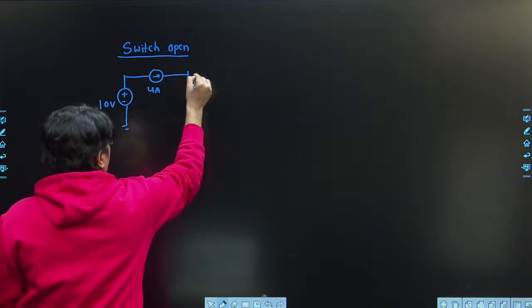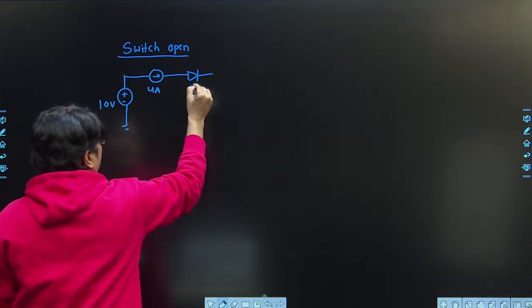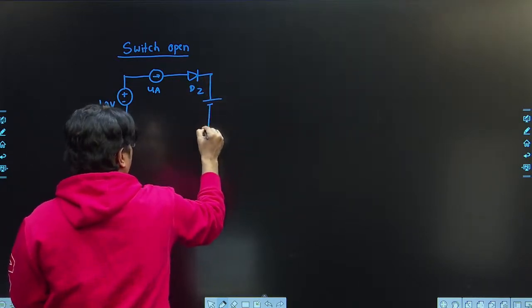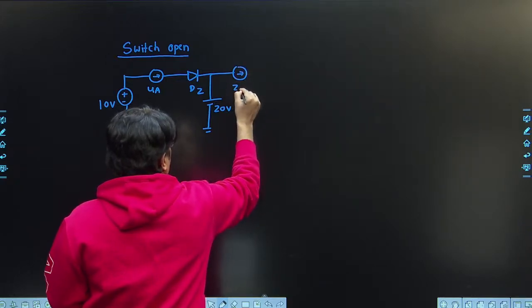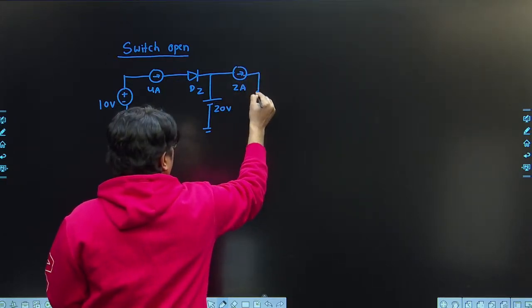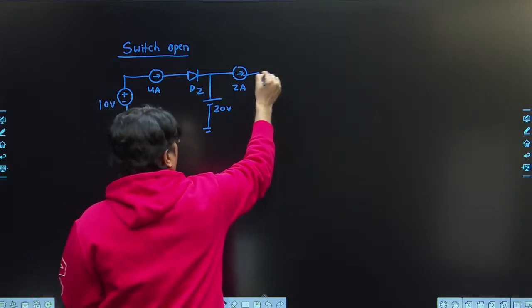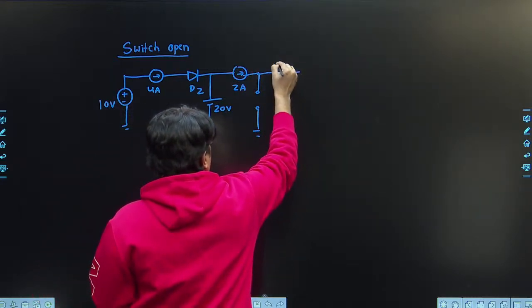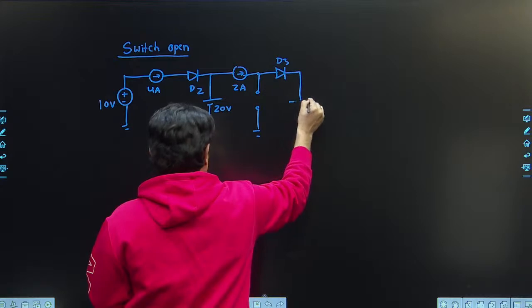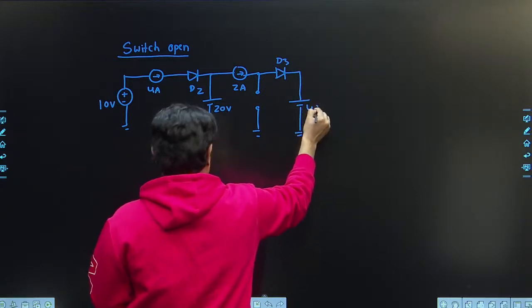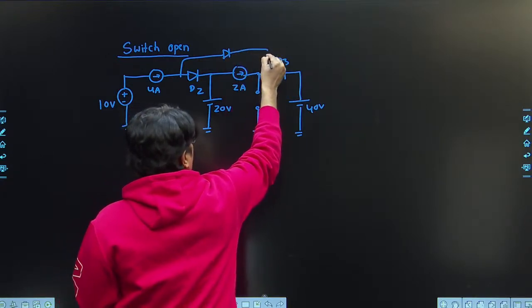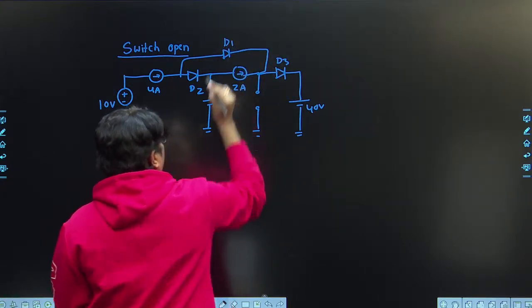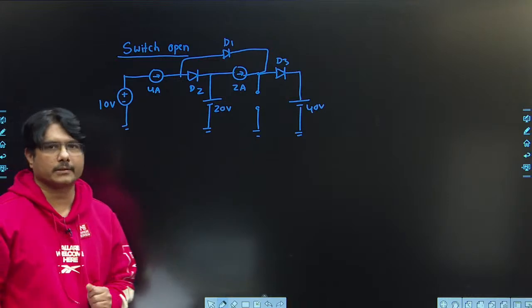Next diode we have, this is D2. We have a battery of 20 volts. Next a current source of 2 amperes. The switch is open now. A D3 with a battery of 40 volts. And we have a diode like this, D1. So when switch is open, the circuit looks like this.